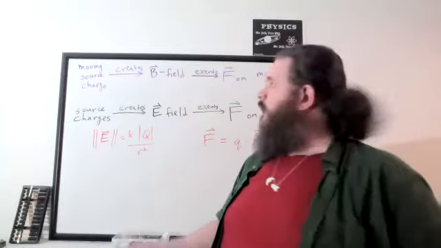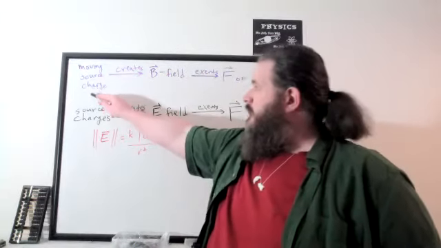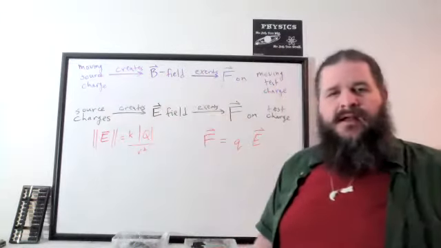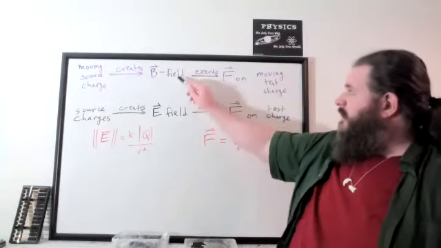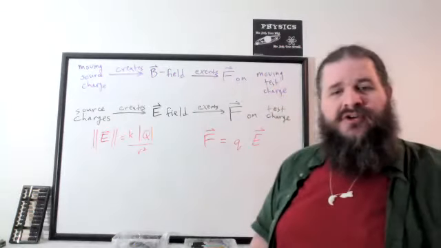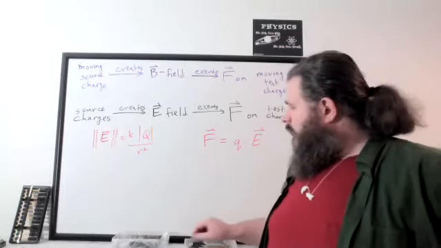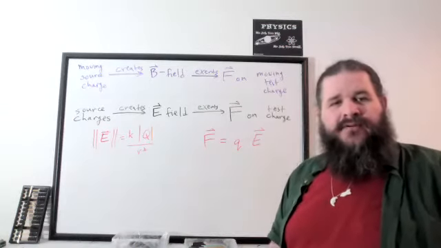Similarly, we're going to have different formulas for these two interactions. Formulas and other rules for the way a source charge that's moving creates a magnetic field, and other formulas and rules for the way a magnetic field exerts a force on a moving test charge. Any questions on that general outline so far?